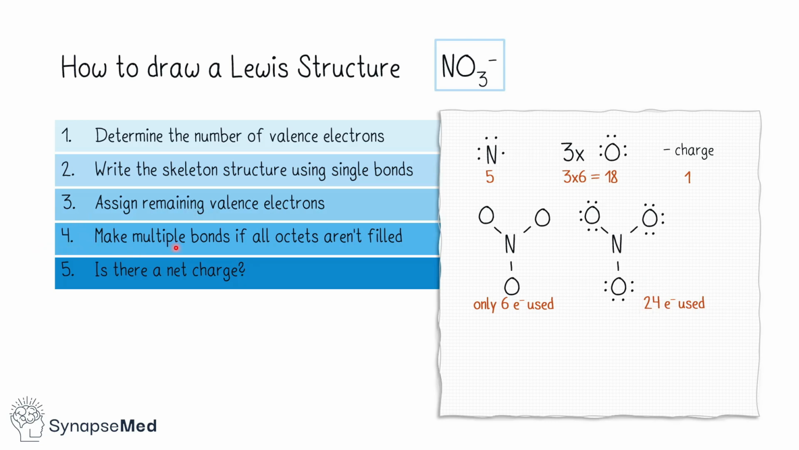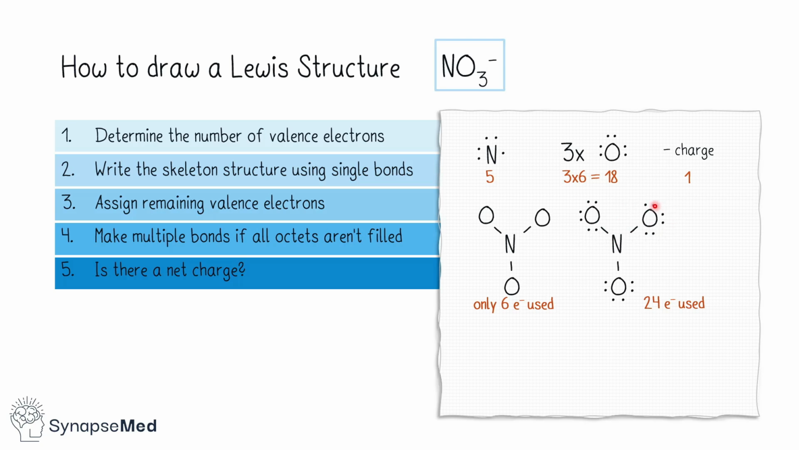Now, let's go to rule number 4. It says that we have to make multiple bonds if all octet rules aren't fulfilled. So let's check the octet rules. For our oxygen down here, we can count 1, 2, 3, 4, 5, 6, 7, and the number 8 is covalently shared with the nitrogen. So the octet rule for this one is perfectly fulfilled. This same thing goes for the oxygen up here. We can count 1, 2, 3, 4, 5, 6, 7, 8 covalently shared with the nitrogen. Perfect.